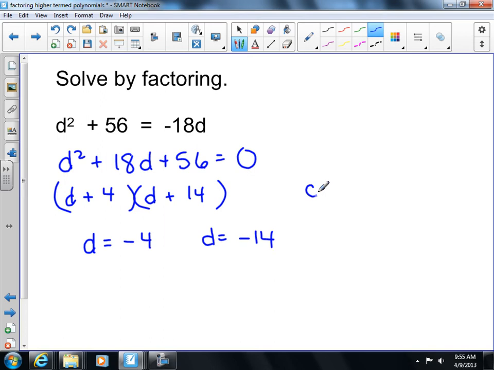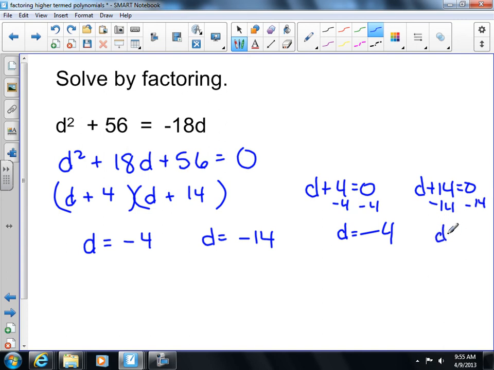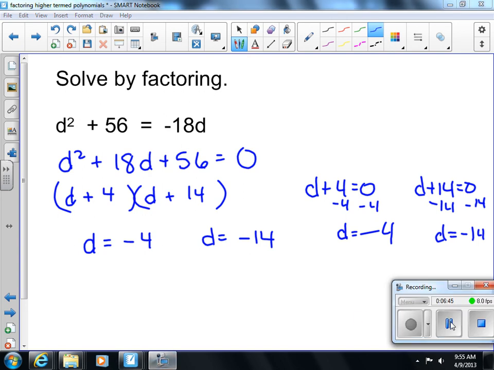Because remember, you set them each equal to 0. d plus 4 equals 0, or d plus 14 equals 0. Solve, and I get d is equal to negative 4, or here, d is equal to negative 14. Okay, so those are your two solutions. Any questions on solve a quadratic by factoring?